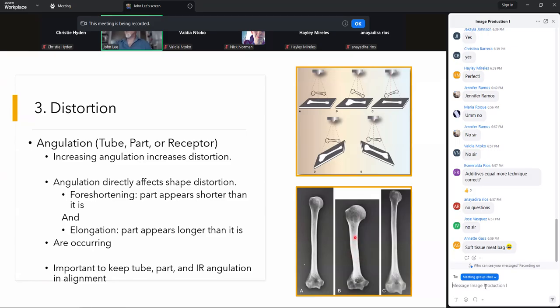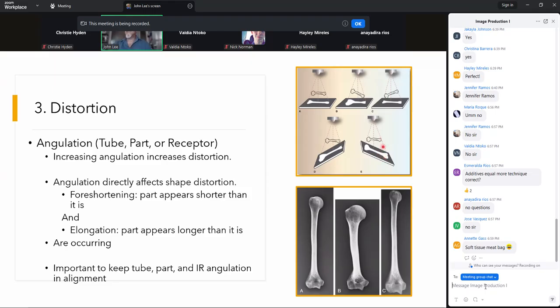So we get this B with B. A matches A, B matches B. C, however, does not match C up here. The elongation we see in this one is a result of E. Okay. We've got a decrease in the OID at the humeral head, which is why it looks smaller here than it actually looks over here in A.